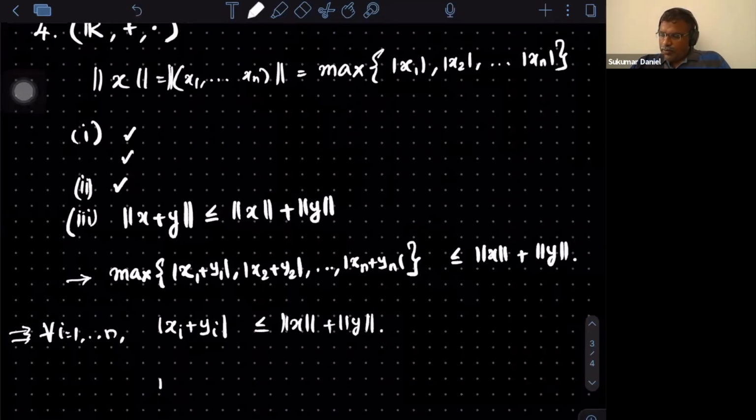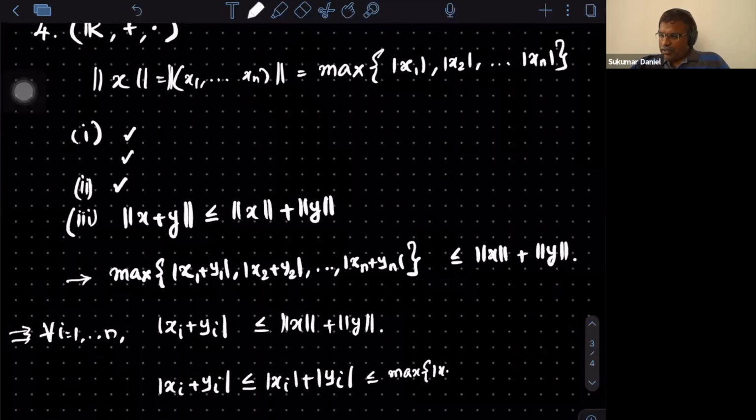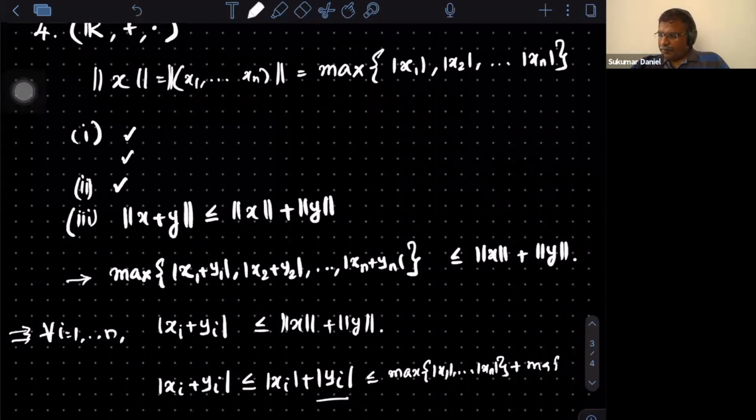But what I know is that xi plus yi, by the triangle inequality on the modulus, since these are real numbers now, is less than or equal to this. And notice that this is one of the elements in that norm x. So if I consider the maximum, this will be less than or equal to the maximum of all this. And similarly for y, which is the same as saying norm x and norm y.